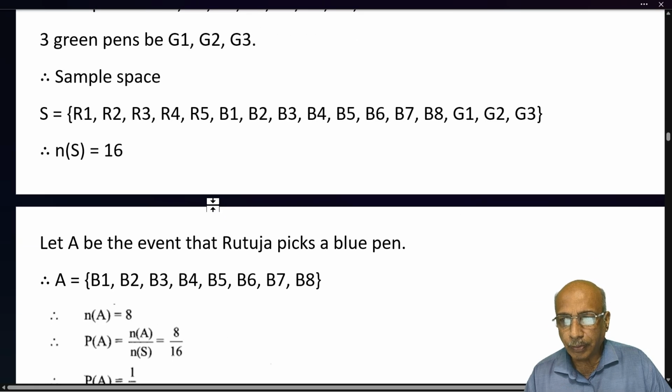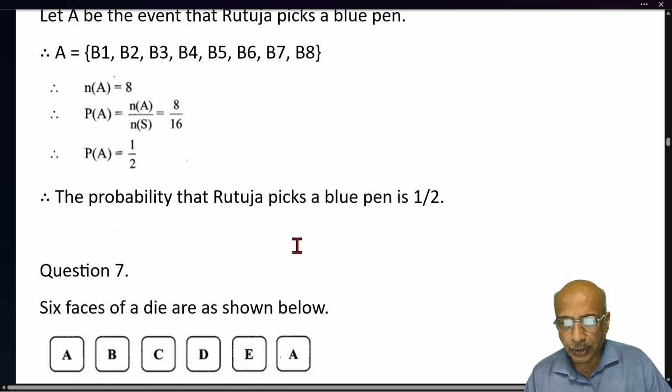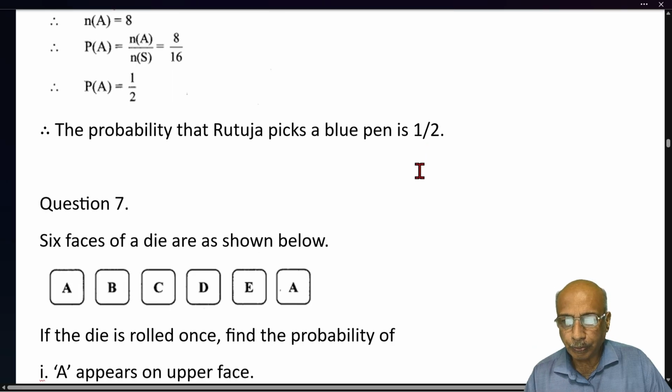Therefore, the sample space will be of all these colors. S equals R1 to R5, B1 to B8 and G1 to G3. Total number, n of S equals 16. Let A be the event that Rutuja picks a blue pen. Set of A is B1 to B8. So n of A equals 8. Probability of A will be 8 by 16, that is 1 is to 2. Therefore, the probability that Rutuja picks up a blue pen is 1 by 2.